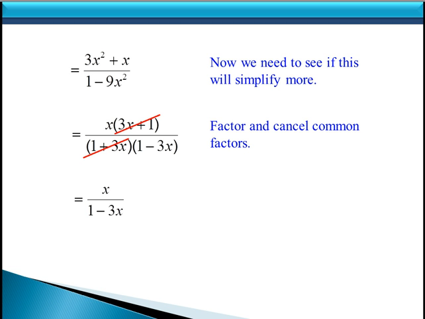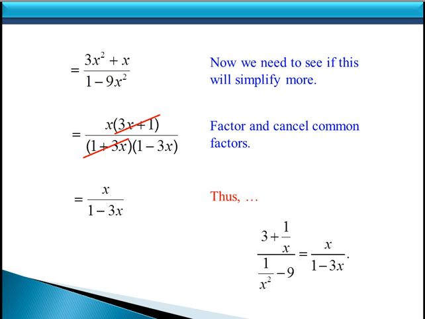And then the 1 minus 3x factor, since it's no longer being multiplied by anything, we're going to drop the parentheses off of that, and that will be our denominator. And that's as simplified as that expression is going to get. So, remember what this expression looked like originally, this complex rational expression. We've now simplified it to something that looks much simpler.